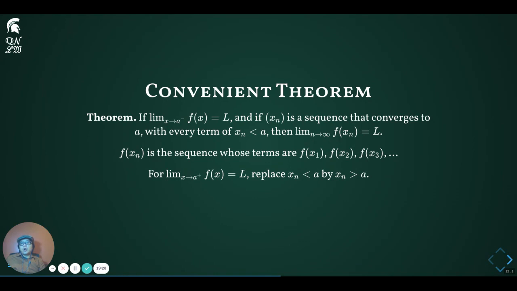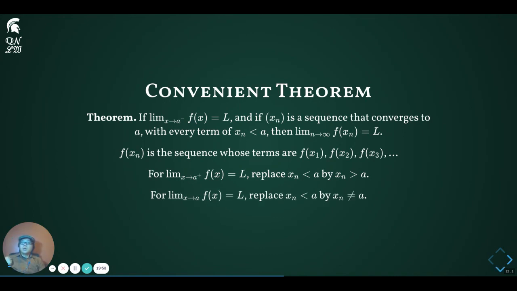The theorem also holds for limits from above. You will need to change the constraint on x sub n. In the theorem statement, if we only know that f converges to L from below, we only have information on the values of f for x that is almost A but less than A, and hence we require x sub n is less than A. In the case where we have convergence from above, we will change this to requiring x sub n is greater than A.